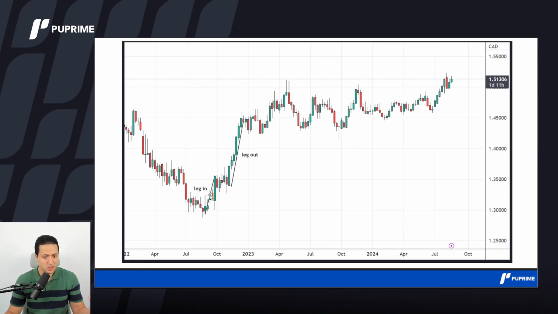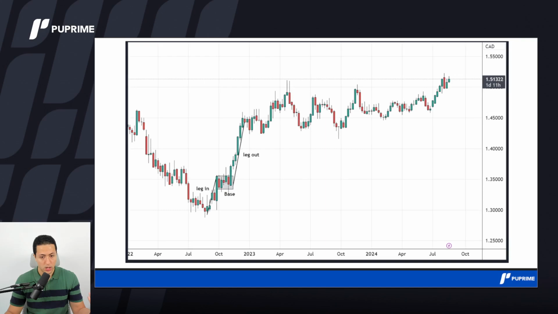So this is decisive, maybe explosive. This candle is really explosive. We had a base and the leg out. So this is my demand zone. This is a leg in, base, leg out. So it's a rally, base, rally. Pretty easy, I think so.